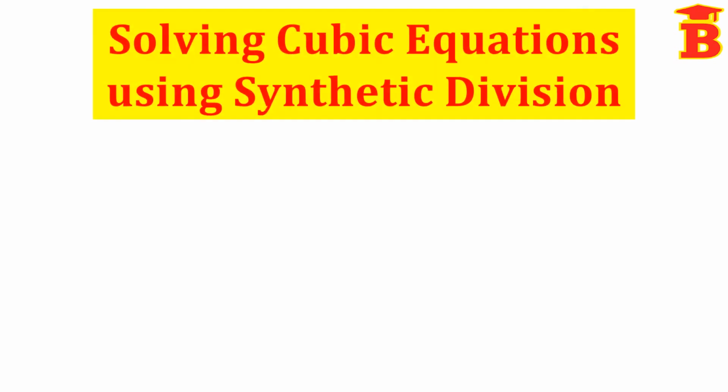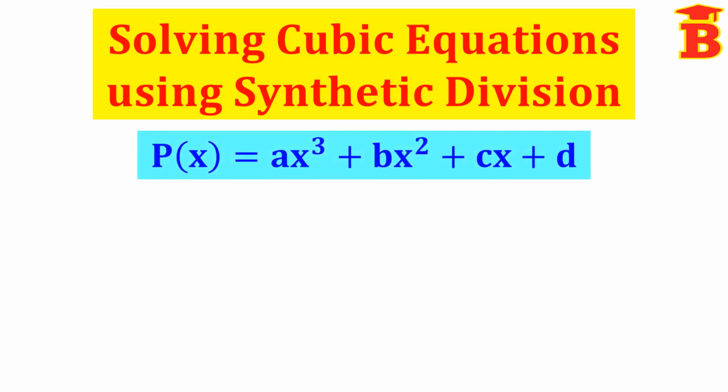Let us solve the cubic equations using the synthetic division method. We take the cubic equation as P of x equal to ax cube plus bx square plus cx plus d. Here P of x means polynomial in terms of x. Now we have the results.